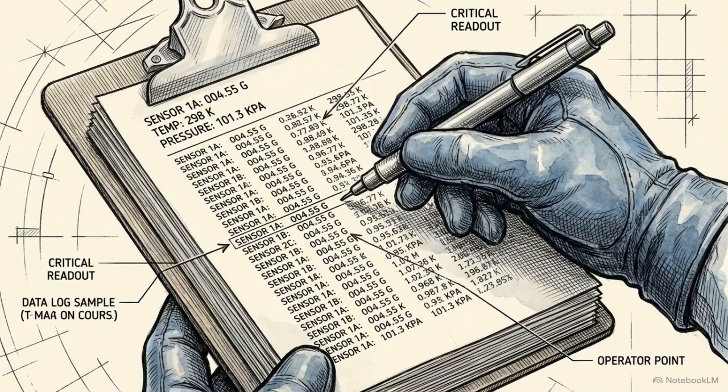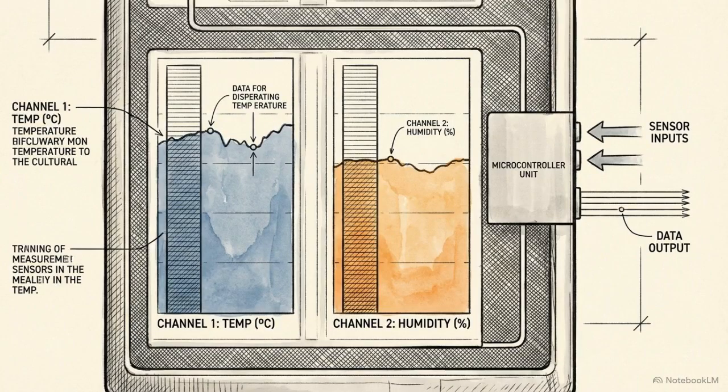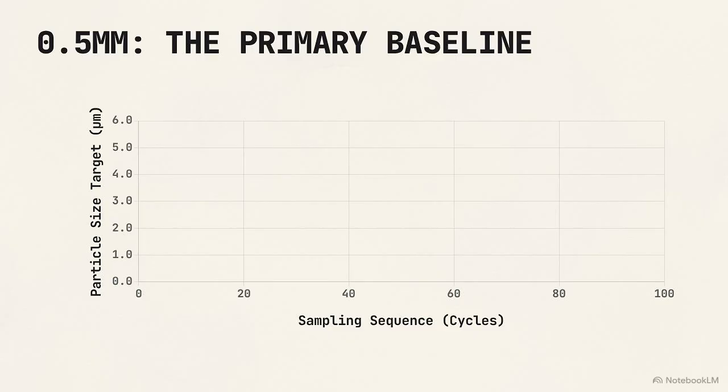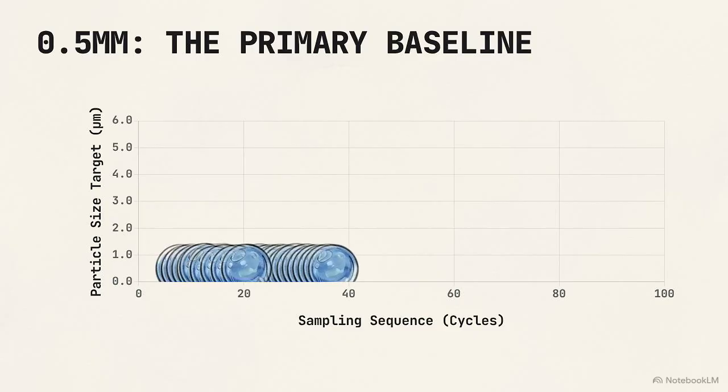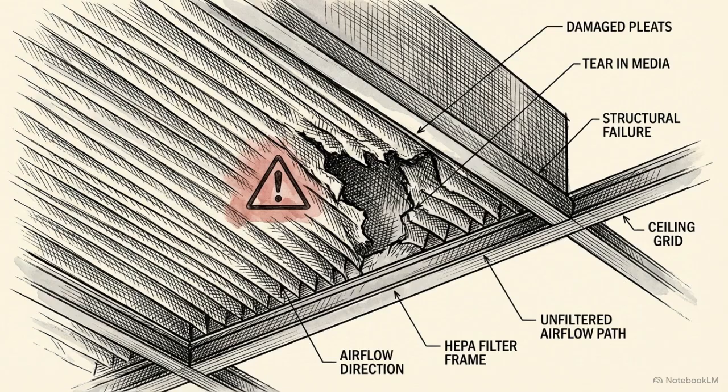When you analyze your logs, you'll notice that the regulations mandate tracking two specific particle sizes, 0.5 microns and 5.0 microns. We start with the 0.5 micron reading. These are the most common particles in your cleanroom, making them your primary indicator metric. A sudden spike in 0.5 micron particles is a mechanical warning. It tells your engineering team that the HEPA filtration system is actively degrading.